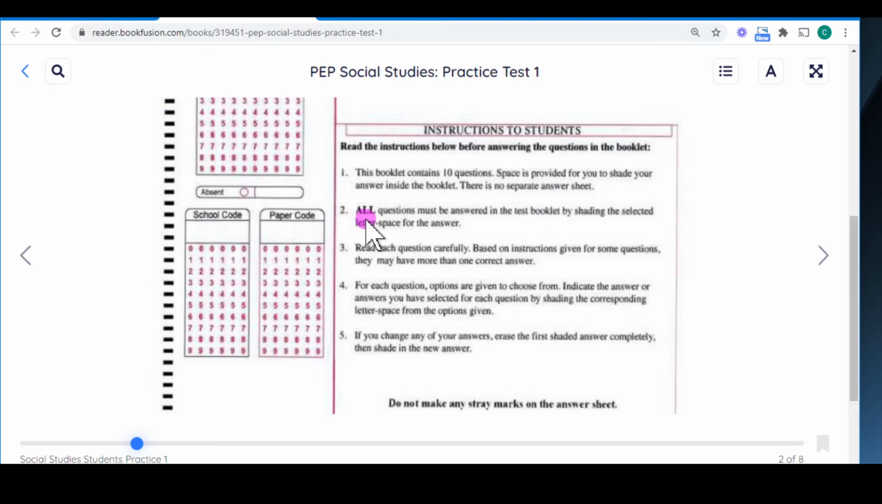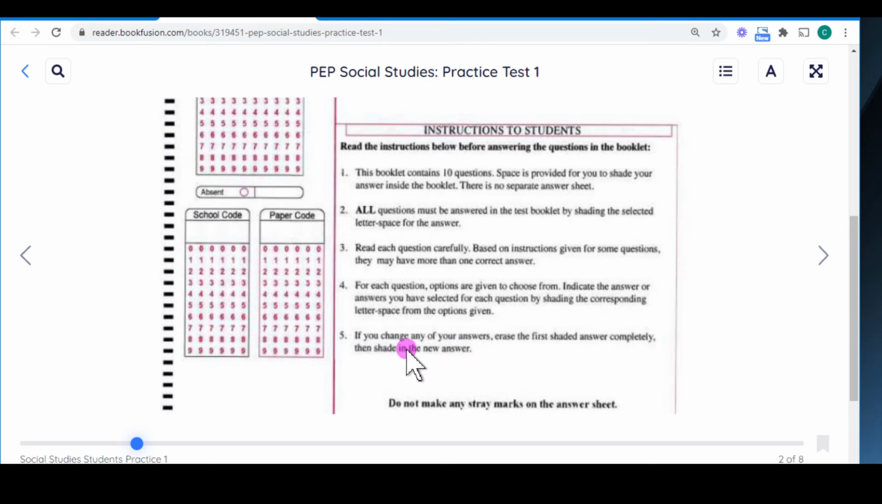Note, anything in bold, all questions must be answered in this booklet by shading the selected letter space for the answer. 3. Read each question carefully. Based on instructions given for some questions, they may have more than one correct answer. So it's a multi-select. So you're going to provide more than one response. For each question, options are given to choose from, and you need to indicate the answer or answers you have selected from each question by shading the corresponding letter space from the options given.